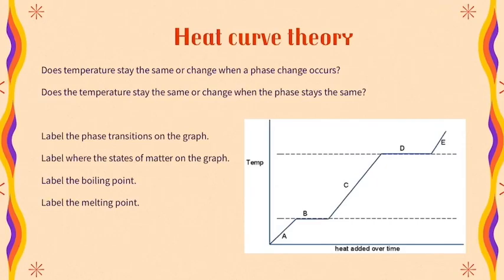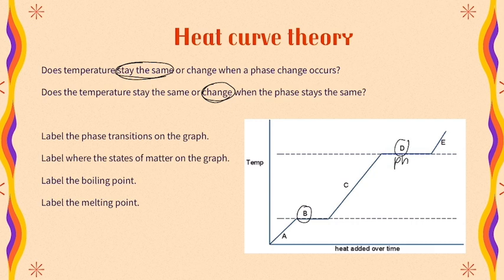So let's talk about how to read a heat curve, its theory, some math behind it. Does temperature stay the same or change when a phase change occurs? The answer is going to be stay the same. Does the temperature change or stay the same when the phase stays the same? It's going to be the opposite. It's going to change. So in this case, we can identify that the phase transitions happen here and here.